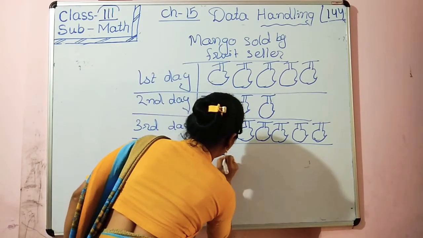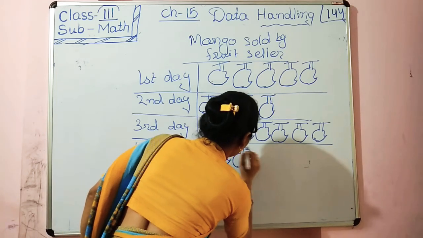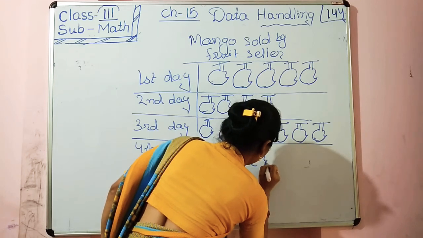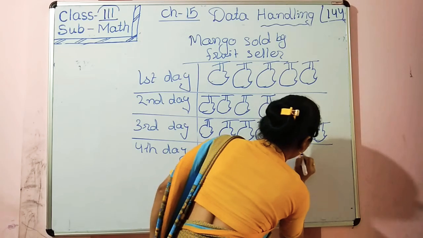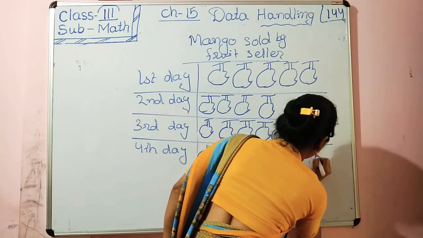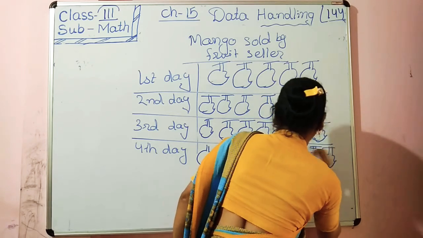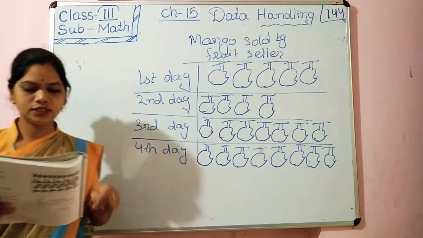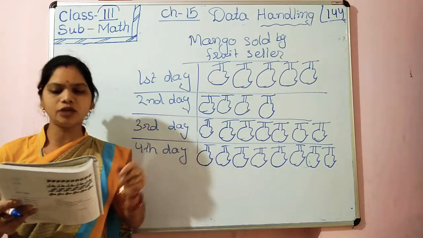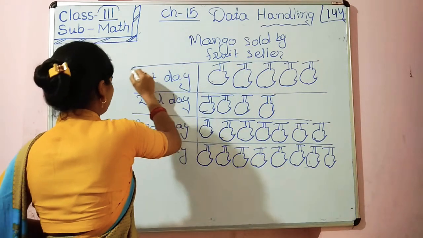1, 2, 3, 4, 5, 6, 7, 8. Okay, this is all the mangoes sold by the fruit seller. Okay, this is our title. Our title is the mangoes sold by the fruit seller.